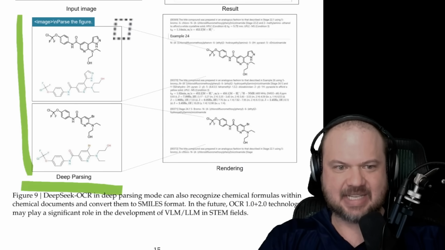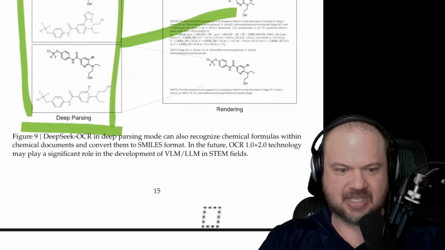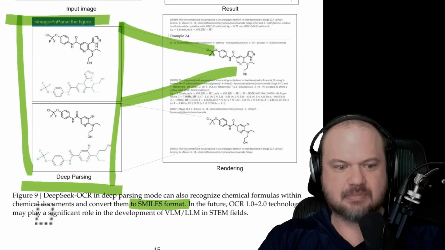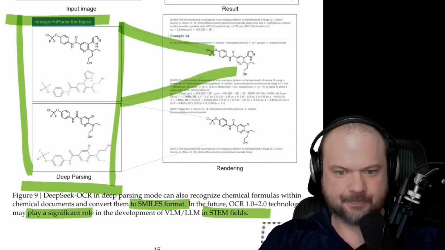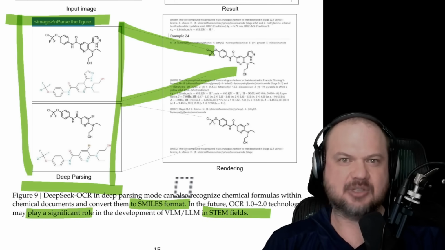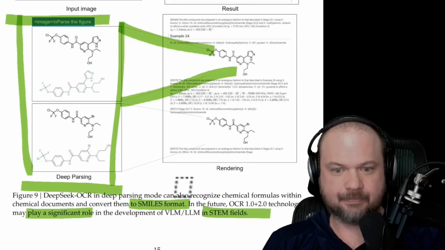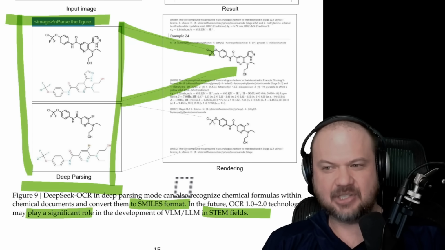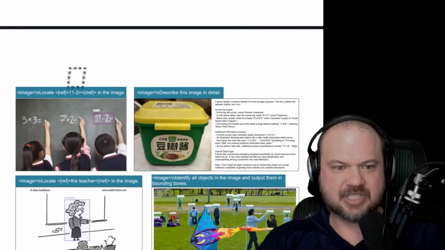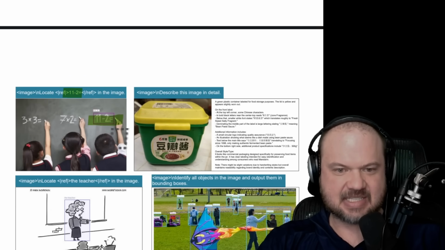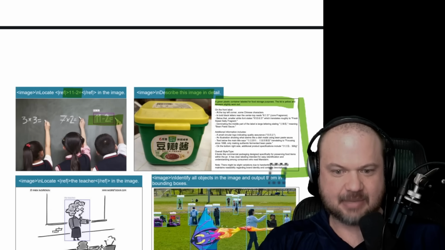It's able to recognize chemical formulas and convert them to the SMILES format. So this technology may play a significant role in the development of models like this in the STEM fields. There's a lot of talk about these AI models potentially accelerating scientific discovery. And even if they don't produce novel, never before seen results, just by making it easier for scientists and researchers to do their jobs by not having to do the tedious work, that in itself could potentially allow for faster progress. And of course, its ability to find specific things in images or describe various images in detail.